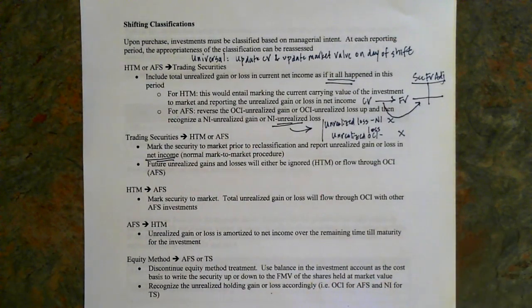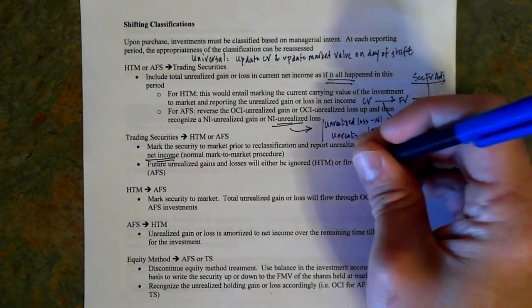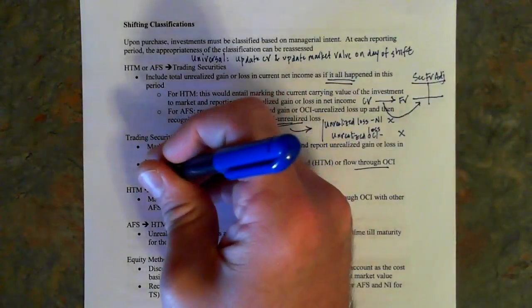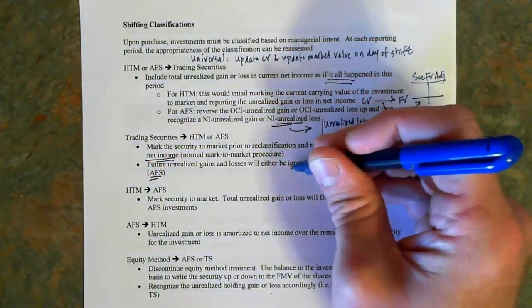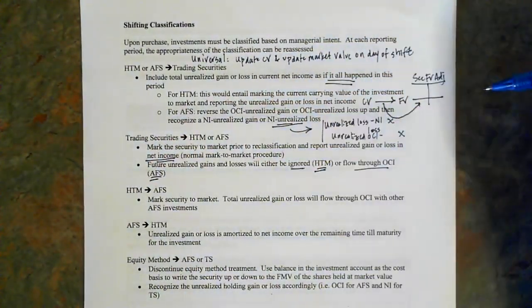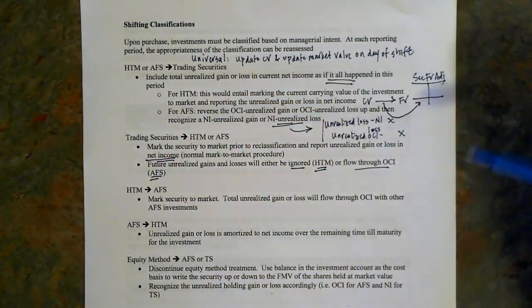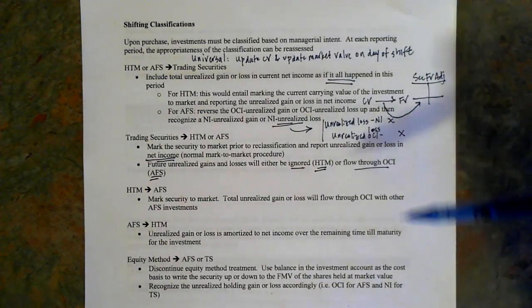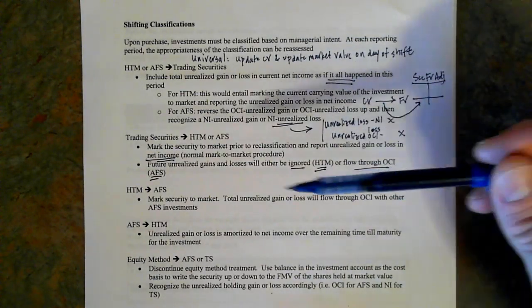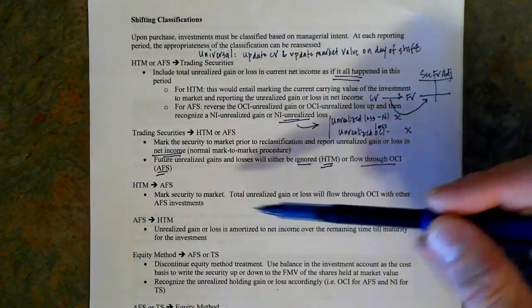And then we'll either recognize future gains and losses through OCI if we take the AFS designation, or we'll just simply ignore them if we take the HTM designation. When we go from HTM to AFS, again, mark to market, mark the carrying value up, and the total unrealized gain or loss will flow through OCI. So it's very similar to converting from HTM to trading securities.